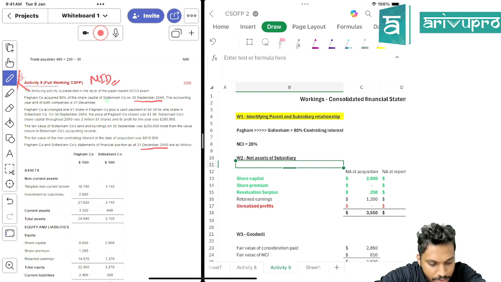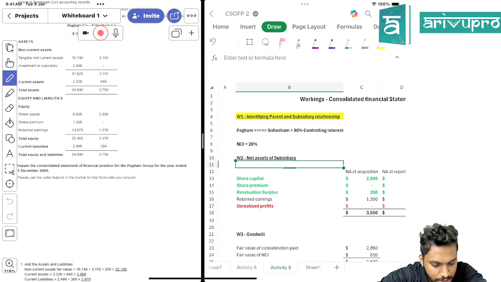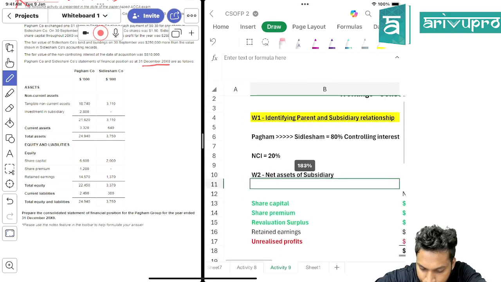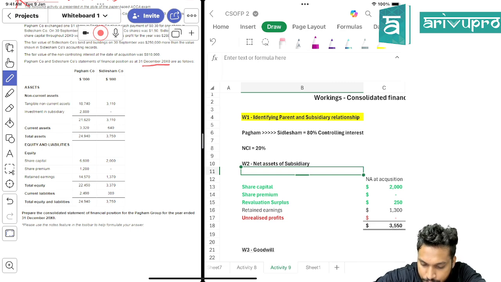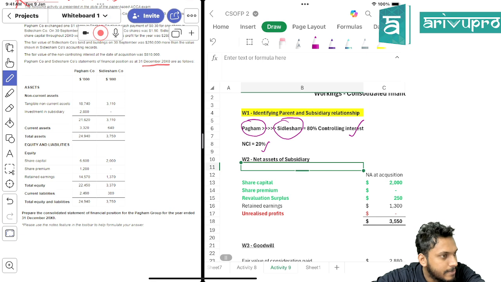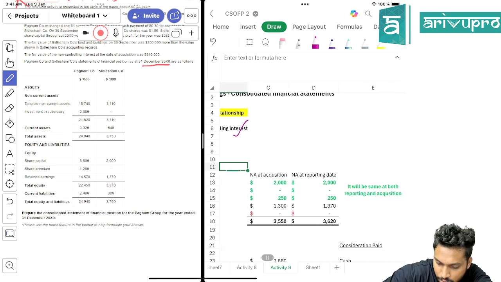The fair value of non-controlling interest is 810,000. So P company's and S company's financial statements are given. Have they given any other adjustments? No. Those are the adjustments that you need to compute. So in your working one, you understand the group structure. P company is your parent, S company is your subsidiary. So the controlling interest is 80% and the non-controlling interest is how much? 20%. First you need to identify that. Is it a full-year acquisition or a mid-year acquisition? It's a mid-year acquisition. That also you need to understand.